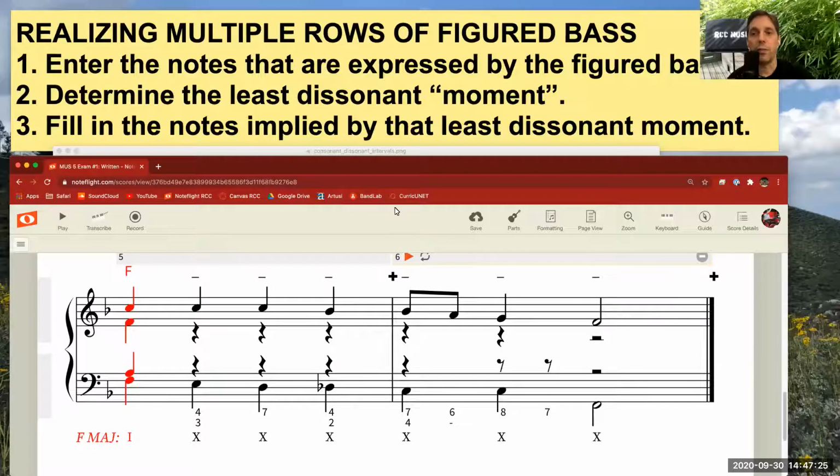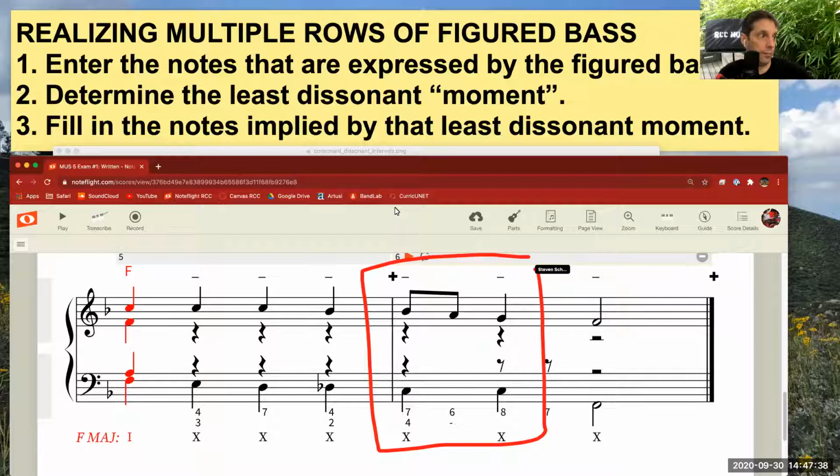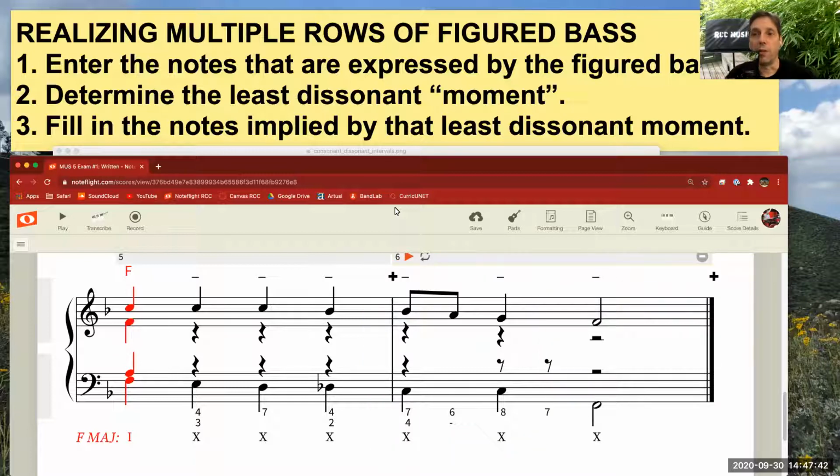Hello, in this video I'm going to explain how to realize multiple rows of figured bass numbers under one lowest sounding tone. I will use this section for our example. The first step is to enter the notes that are expressed by the figured bass.